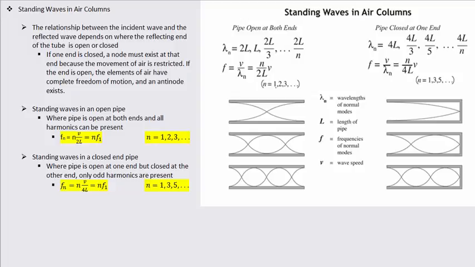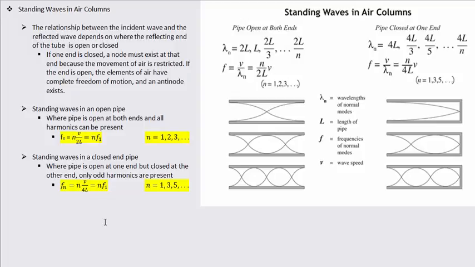So we see that our equation to solve for the frequency of a standing wave in an open pipe is no different than the equation we learned in our last slide, which stated that our frequency is equal to our wave speed divided by our wavelength, or it's equal to the number of the harmonic multiplied by our wave speed divided by 2 times the length.